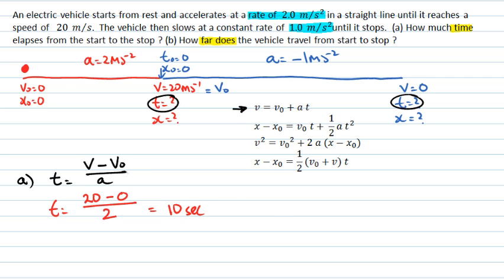I can also use the same equation for considering the time it takes for path two. So there, my time would be given by my final velocity. I'm at rest at the end of my journey over here, so that's zero, minus my initial velocity at the beginning of path two, which is the same as my final velocity at the end of path one, which is 20 meters per second, divided by my acceleration. And now my acceleration is negative 1 meter per second squared. It's negative because it opposes the velocity, it's slowing the vehicle down. And so that gives me minus 20 divided by minus 1, which is 20 seconds.